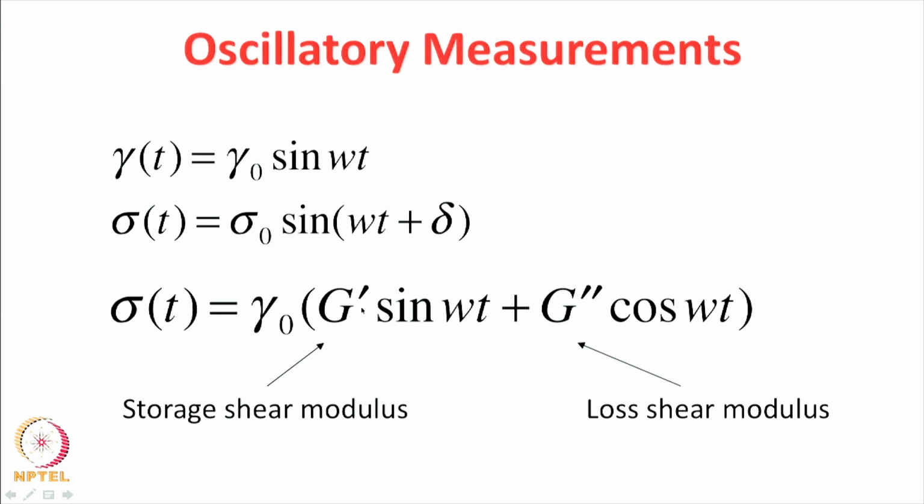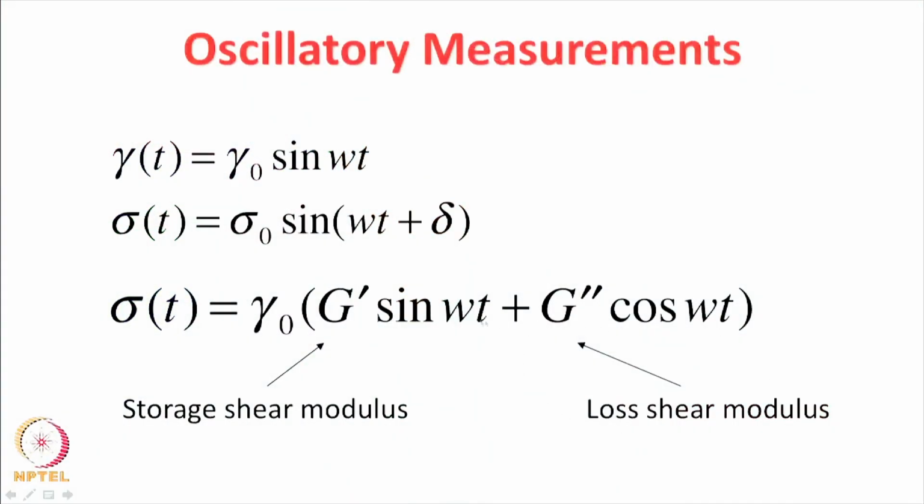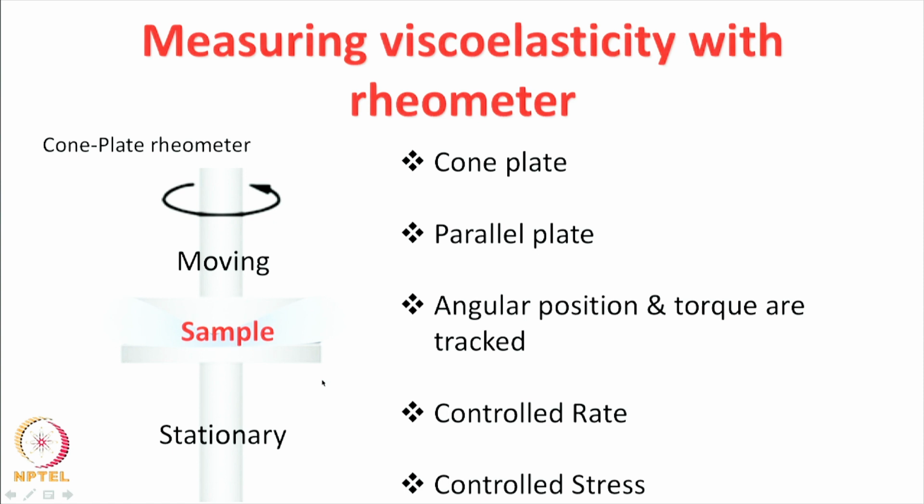Because for a fluid, when you expose it to stress, it flows, but it does not recover. So, that energy which is pumped into making the fluid flow is lost. This is why this G double prime is referred to as a loss modulus. It's actually the loss shear modulus because you are doing shear experiments, and G prime is the storage shear modulus.